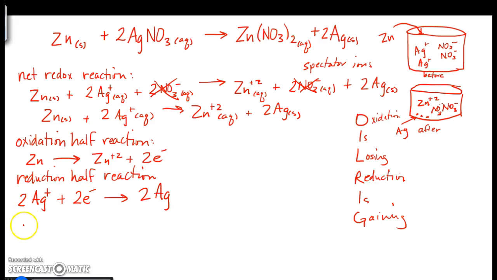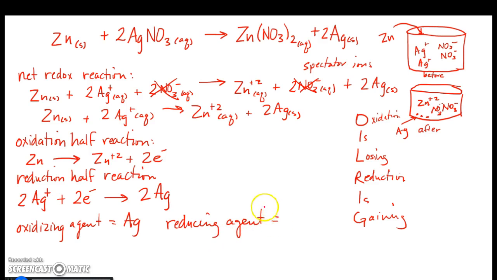In that case, we say that the oxidizing agent, the thing that caused the electrons to be given, was the silver. This silver forced the zinc to give its electrons, and the reducing agent is again the opposite of what was reduced, and that would be the zinc, because it is the zinc that more or less forced the silver to take those electrons.